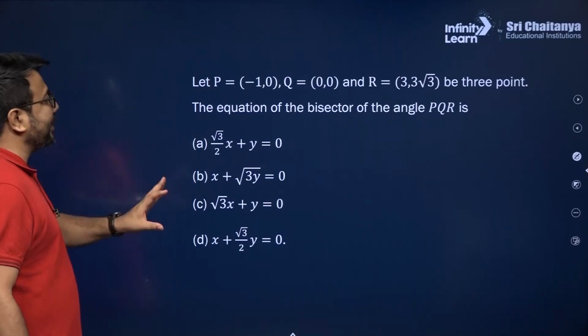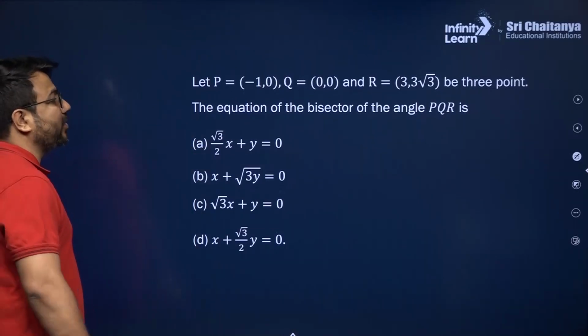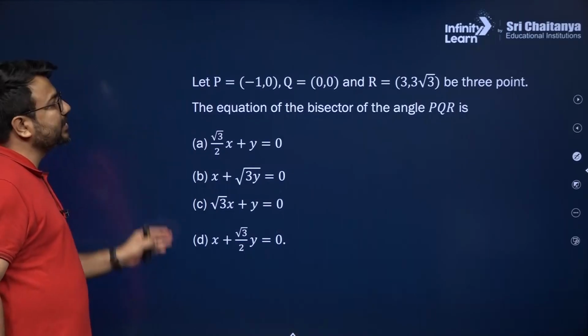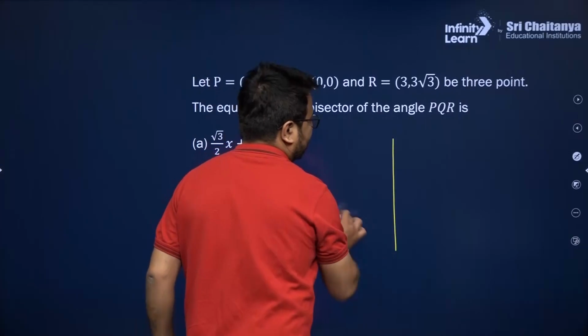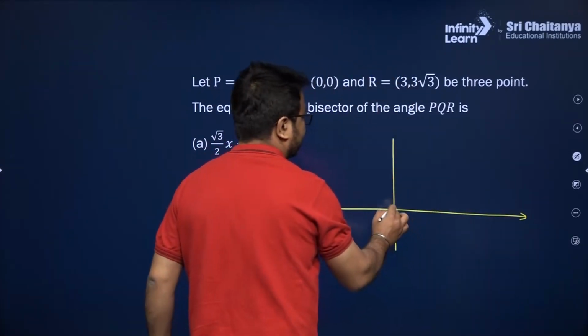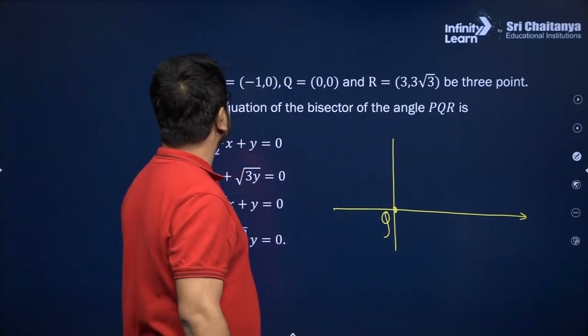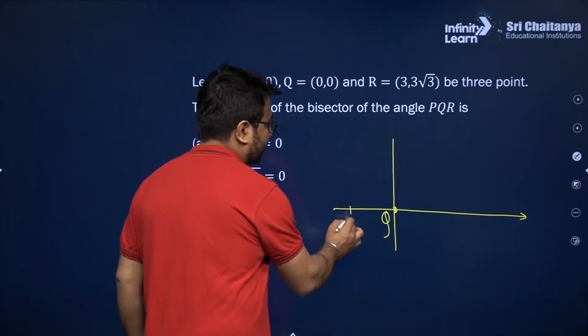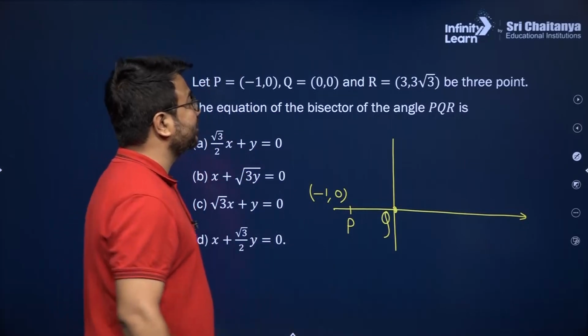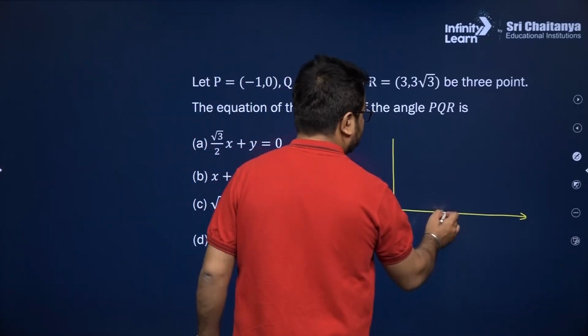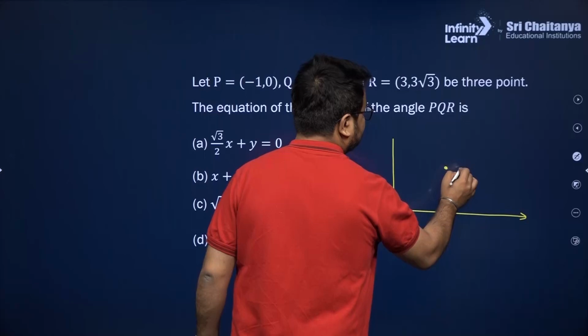P, Q, R are the 3 points. The equation of the bisector of angle PQR is what? So these are the 4 options we need to determine. So basically Q is the origin, so let us plot the origin. Q is lying over here. Now there is another point P, which is (-1, 0), lying over here, and there is a third point R (3, 3√3). So R (3, 3√3) is lying here.